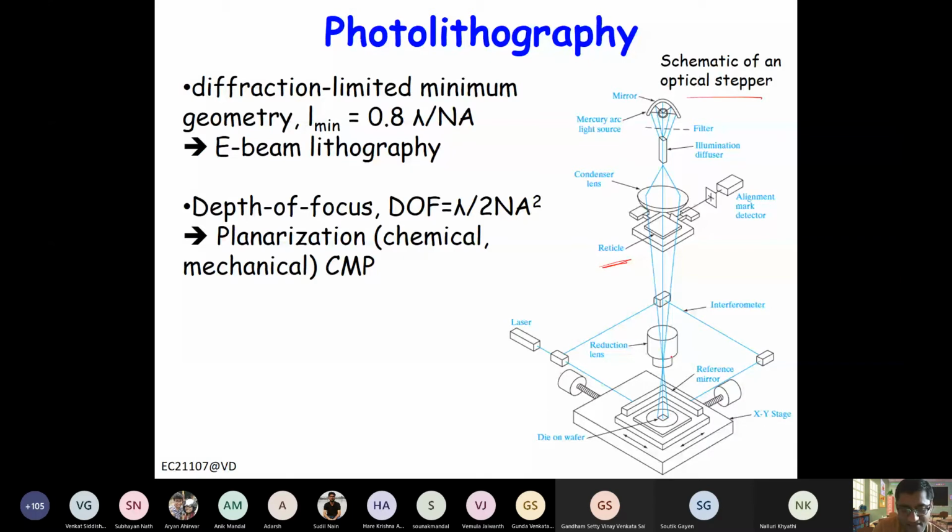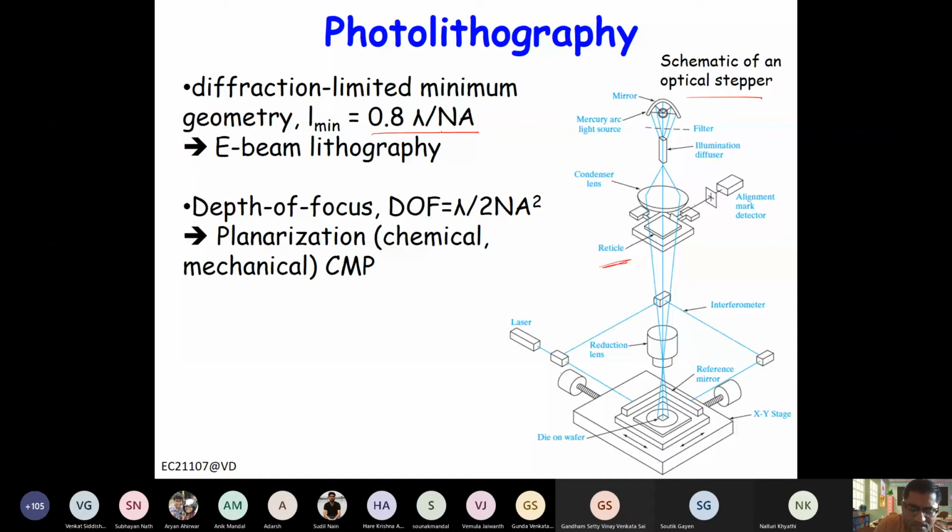there are two considerations here, right? One is, because this is very narrow, there will be a limit of diffraction, right? So the diffraction limited minimum geometry is given by 0.8 lambda by numerical aperture. Now numerical aperture is basically a number which tells us the ability of a lens to resolve, right? Basically it's n sine theta, the angular aperture of the lens. So it is related to the index of refraction of the medium between the lens and the wafer.